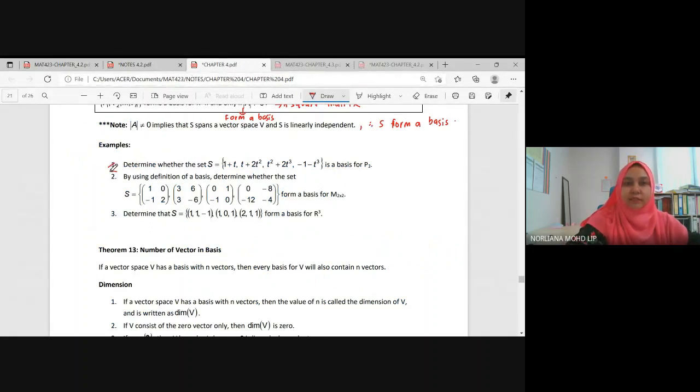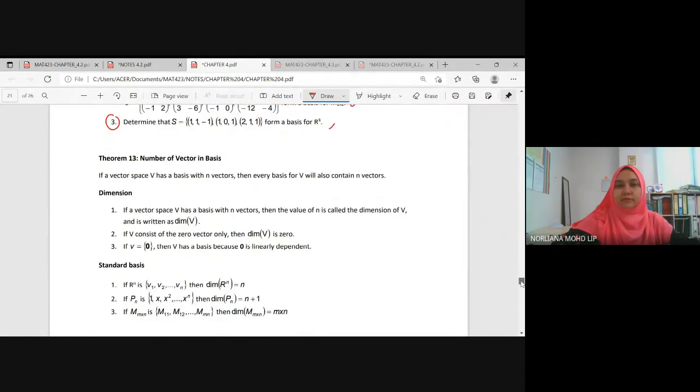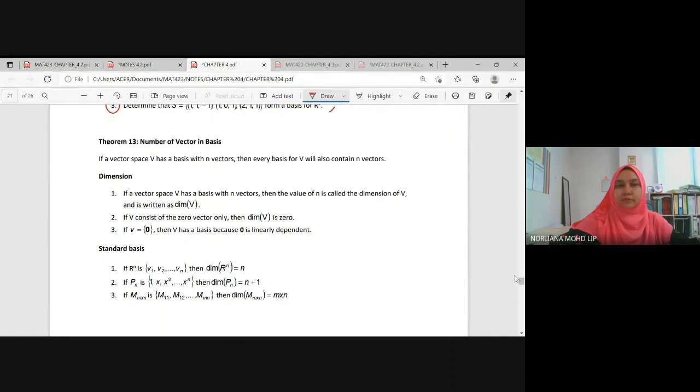Kita cuba buat yang ni. Number 2 and number 3. Proof. Okay, number 2 in matrix form, matrix 2x2. Okay, number 3, vector in 3 space. Okay, last ni theorem. Theorem 13, number of vector in basis. Okay, if a vector space V has a basis with n vectors, then every basis for V will also contain n vectors.